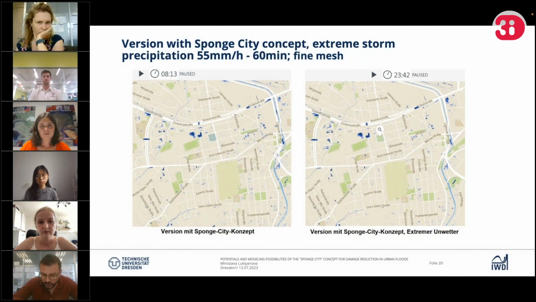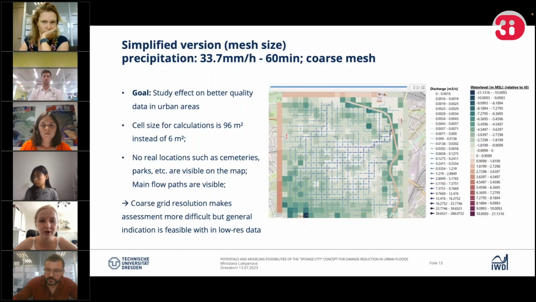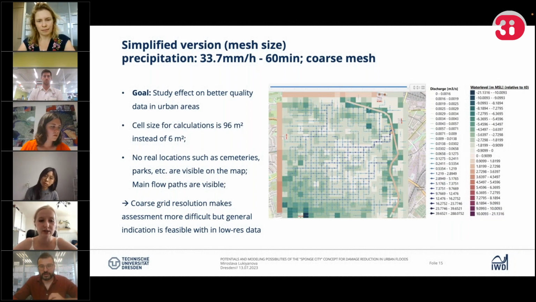Okay, and the resolution of your raster was? The resolution of my raster was here, you can see. In the sponge city concept I used the same resolution as in the basic version, so 6 square meters.